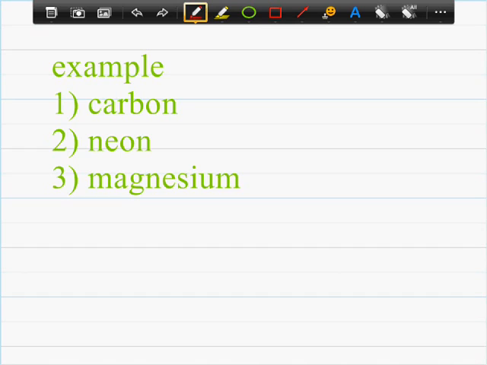Now neon is a special case because neon is a noble gas. And we're going to learn later on in this lesson how noble gases are useful in writing a shorthand version of these electron configurations. Now if we are to write the electron configuration for neon, we need to reference our handy-dandy periodic table. And according to the periodic table, neon's atomic number is 10.